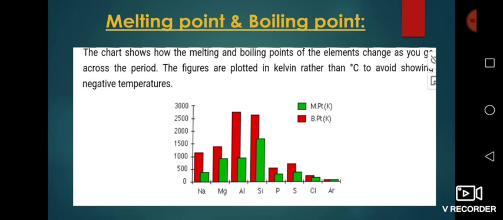Among these all, sulfur has the highest melting and boiling point because the size of the sulfur molecule is larger as compared to the other molecules. Sulfur exists in the form of S8 molecule, so it has greater strength of van der Waals forces as compared to the other elements.